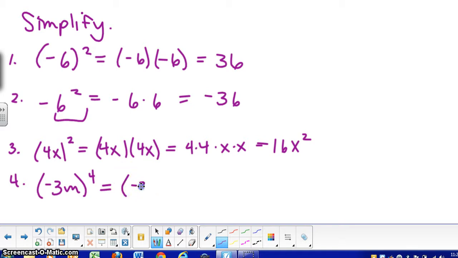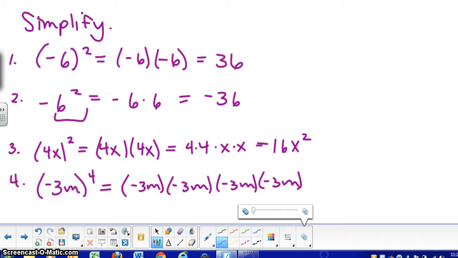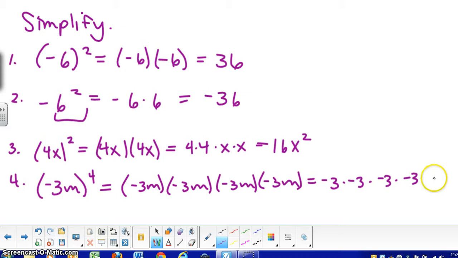So it's 4 times, and it's all in parentheses. So hopefully you wrote negative 3 in parentheses 4 different times. And when you multiply negative 3 times negative 3 times negative 3 times negative 3, you end up getting 81, because negative times negative is a positive. And same with the second set. This is 9, this is 9, and this is 9. 9 times 9 is 81.